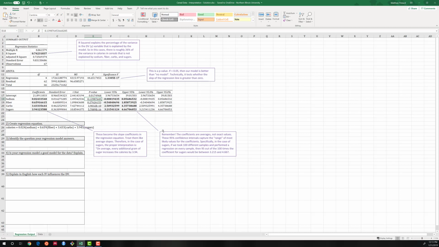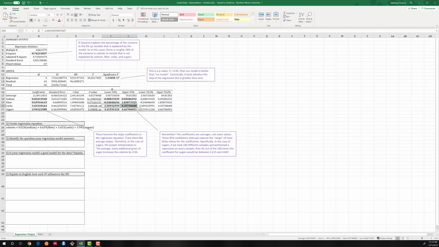The other thing to remember is that these are averages. They're just averages. So this is not an exact amount. If your boss tells you, hey, I need to know how much carbs influences the calories in a cereal, and you say, well, if you add one more gram of carbs to cereal, it's going to increase by exactly 3.43 calories, you could be very wrong. Over here we have this range, and this range is pretty tight, so we'd be in the ballpark of 3.43. But sometimes ranges are bigger.